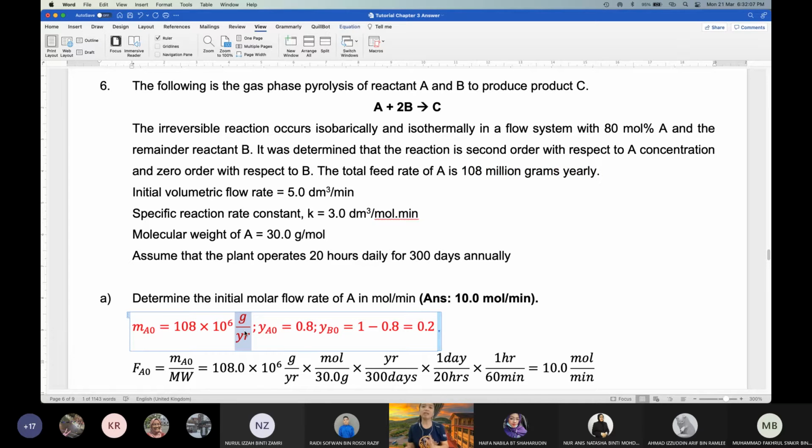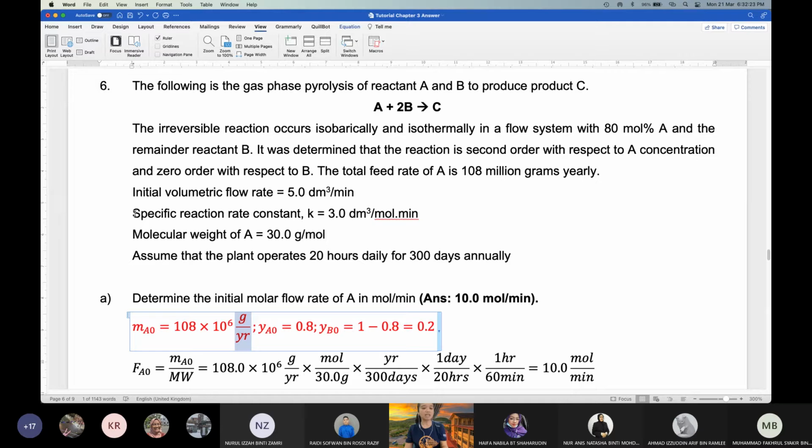Okay, gram yearly means that for every year, the plant will use 108 million gram per year. They give us the mass flow rate, so we put MA0 as 108 million gram per year. So done. That's the information that we know so far.